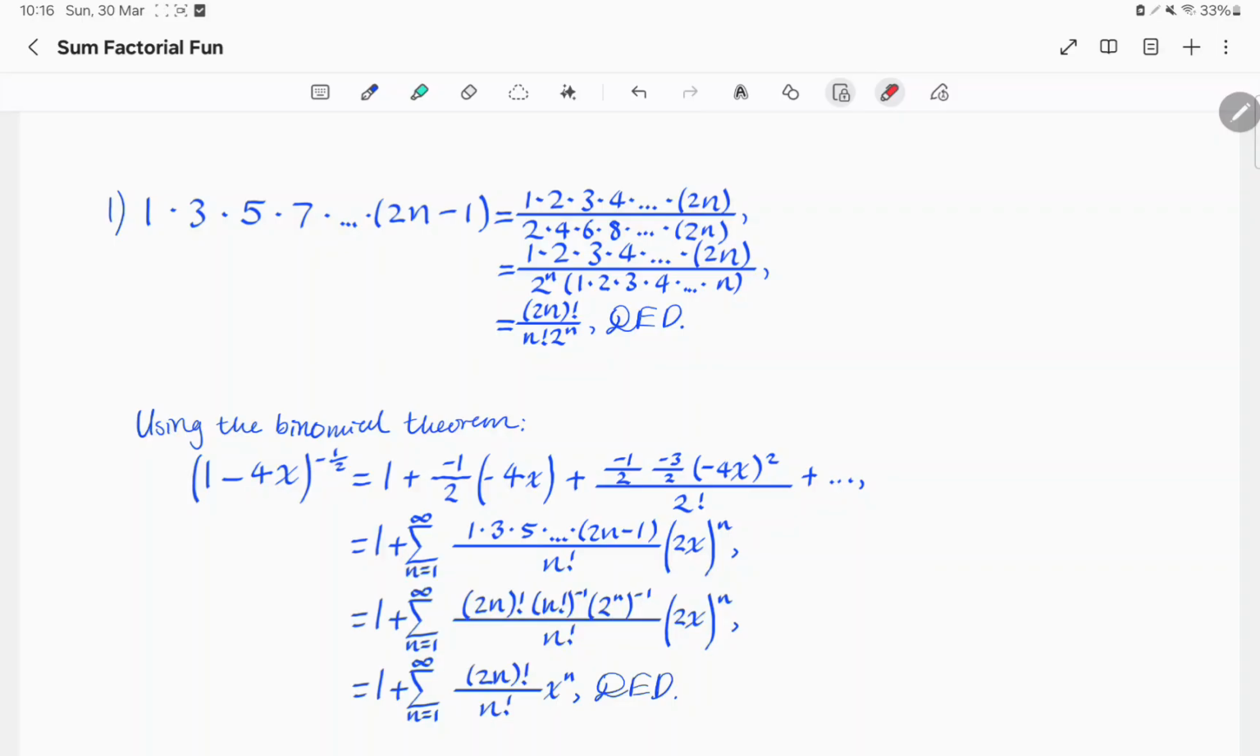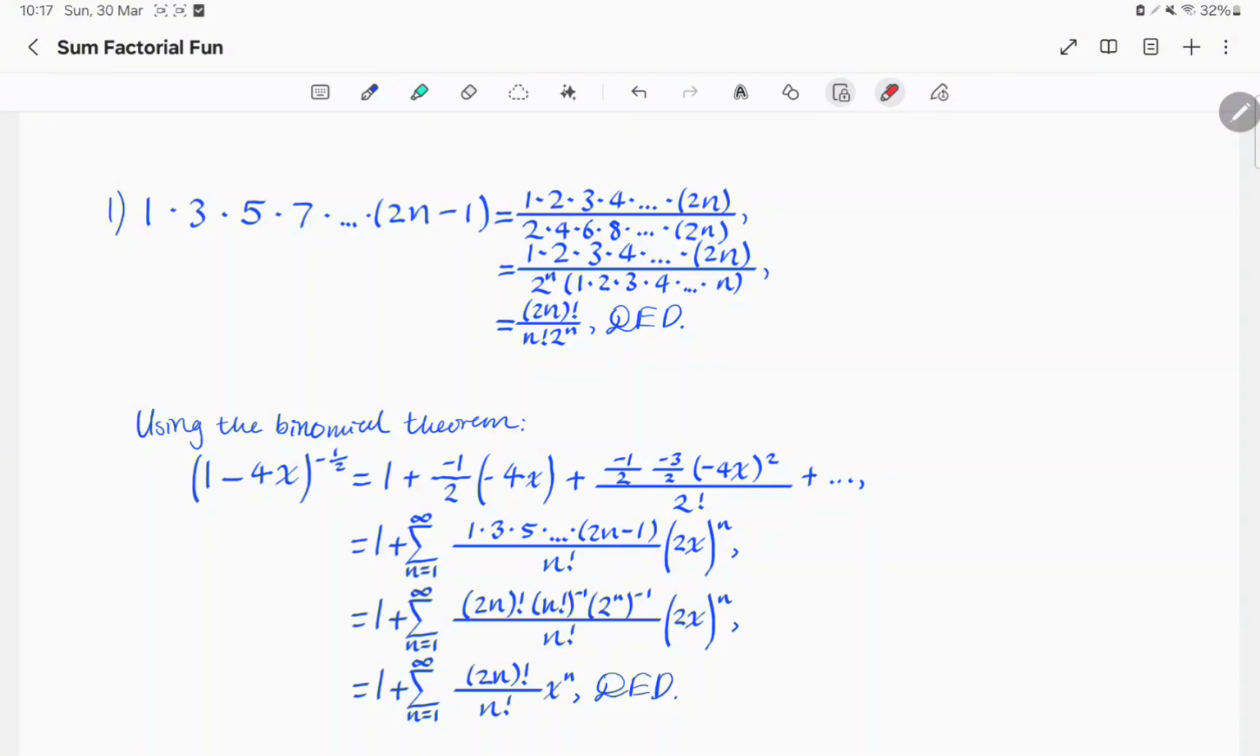Let's get started. Firstly, we'll write 1 times 3 times 5 times 7 all the way to 2n minus 1 as 1 times 2 times 3 times 4 all the way to 2n over 2 times 4 times 6 times 8 all the way to 2n. We can simplify the denominator to be 2 to the n of 1 times 2 times 3 times 4 all the way to n, and therefore we have that 1 times 3 times 5 times 7 all the way to 2n minus 1 is equal to the factorial of 2n over n factorial multiplied by 2 to the n as required.